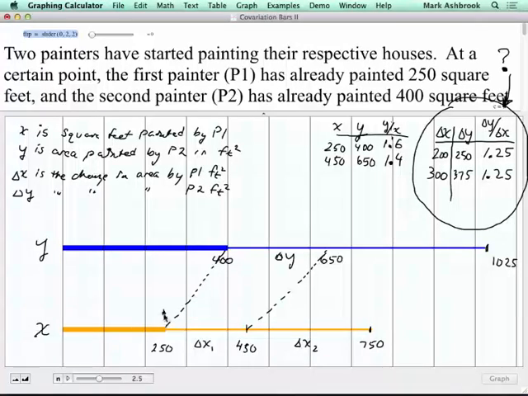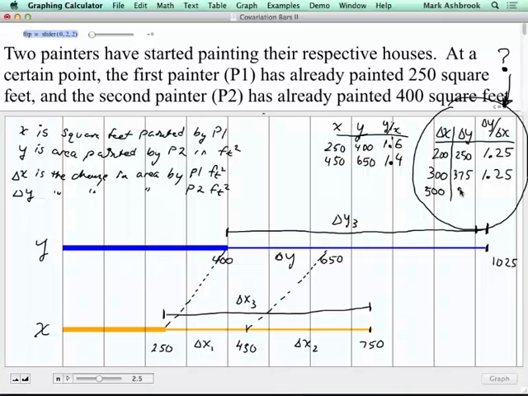Yeah. So she's saying, look, there's another delta x here, starting at 250 and going all the way to 750. We can call that delta x3. And that'll correspond to 400 all the way to 1025, or it should be right there. Okay, delta y3. So what were the numbers? 500 and 625. 625. Ratio: 1.25.